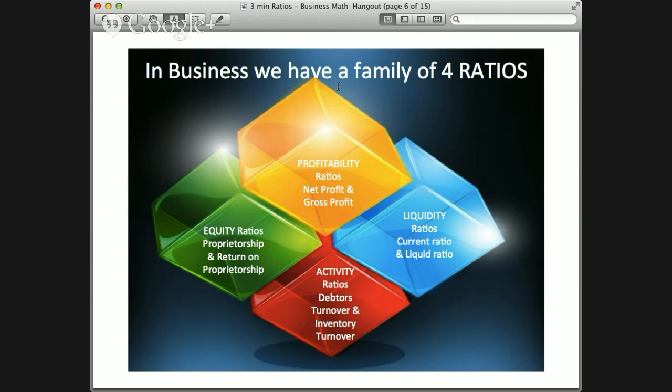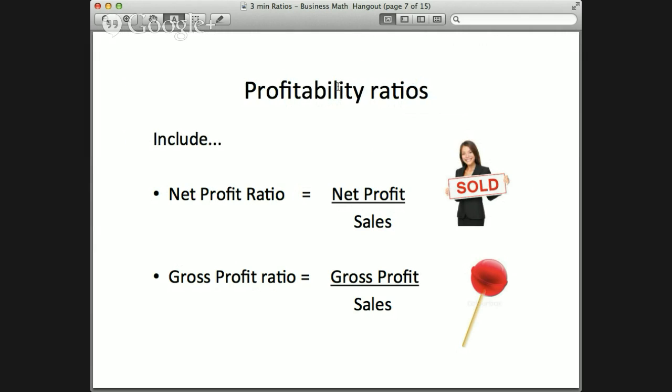Let's move on to the next slide and have a look at it. The profitability ratios are net profit and gross profit. They show you what each sale, or the turnover, is in the business.